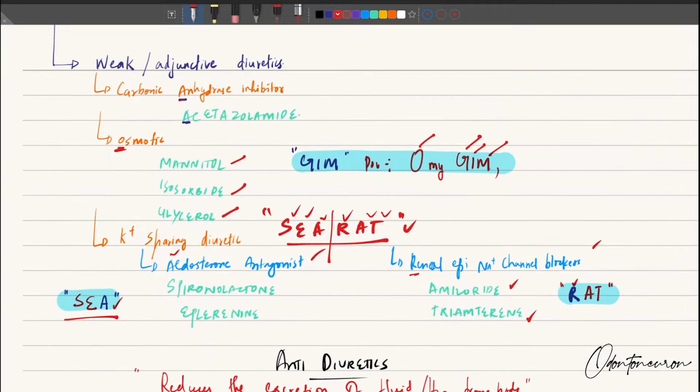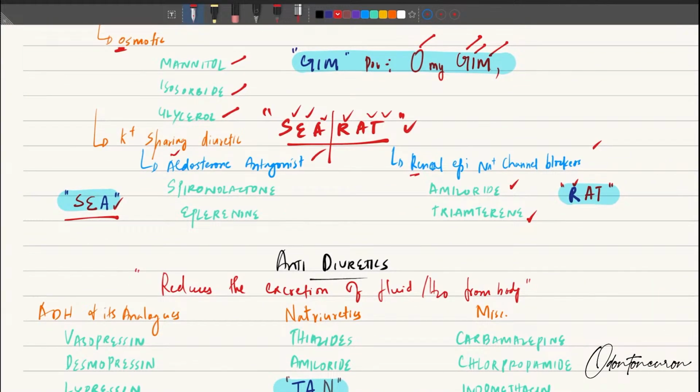In osmotic diuretics, the mnemonic is O my Gym. O is for osmotic, G stands for glycerol, I stands for isosorbide, M stands for mannitol. Then potassium sparing diuretics, for which we kept the mnemonic CRAT. We can classify them into two parts. C is for aldosterone antagonists, so spironolactone and eplerenone. RAT is for renal epithelial sodium channel blockers. R is renal epithelial sodium channel blockers, A is for amiloride, and T is for triamterene.